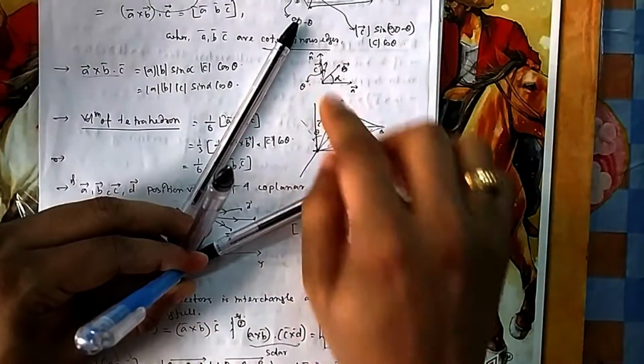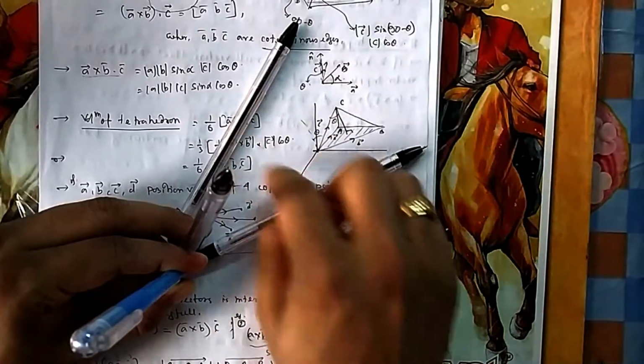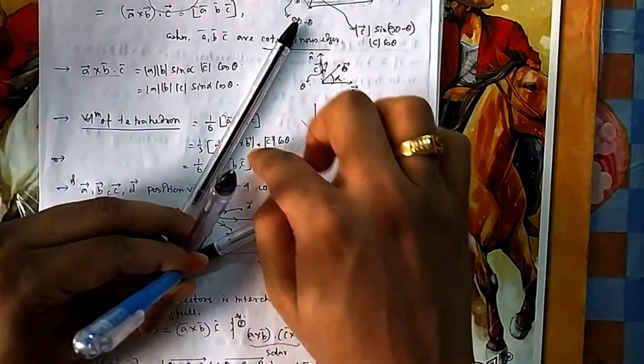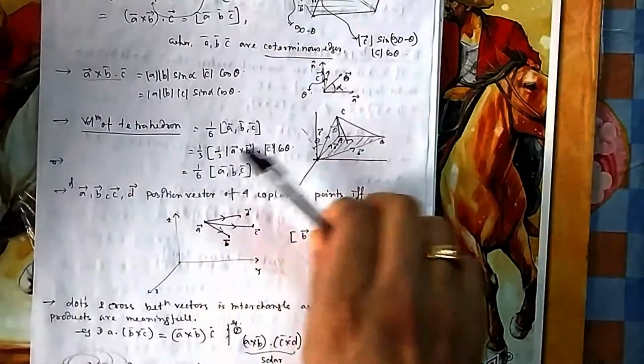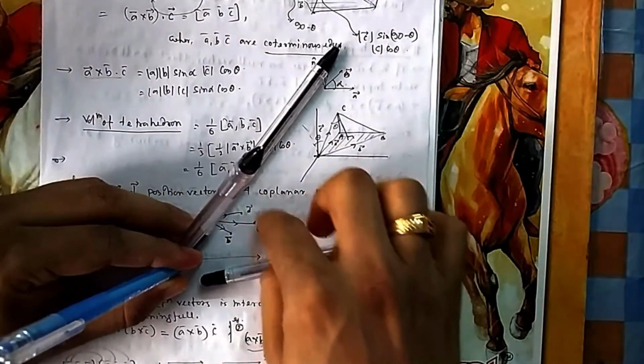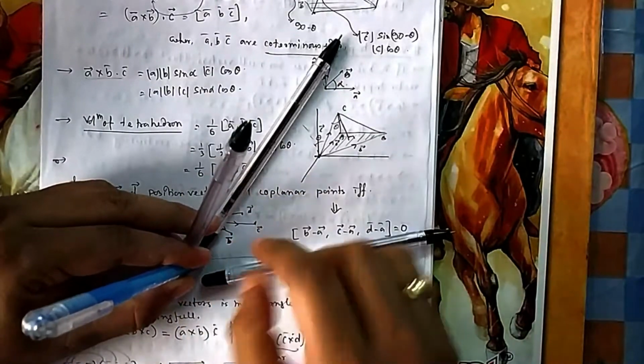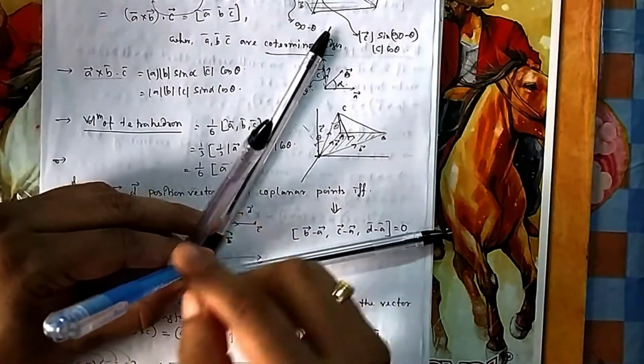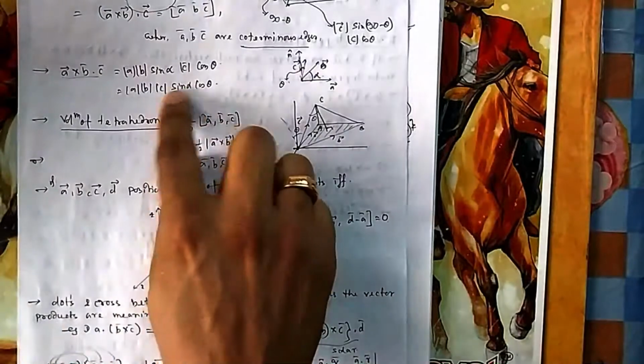So theta is the angle between the perpendicular of A, B and C, and alpha is the angle between A and B. So you have to be careful. This is A, this is B, so this is alpha. Theta is the angle between A cross B, that is this perpendicular line, and then C. So this is the formula.